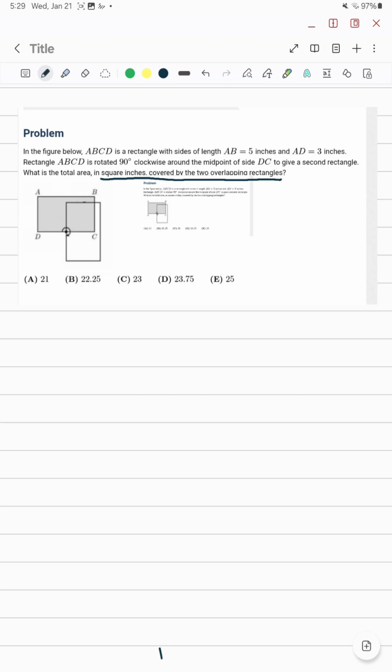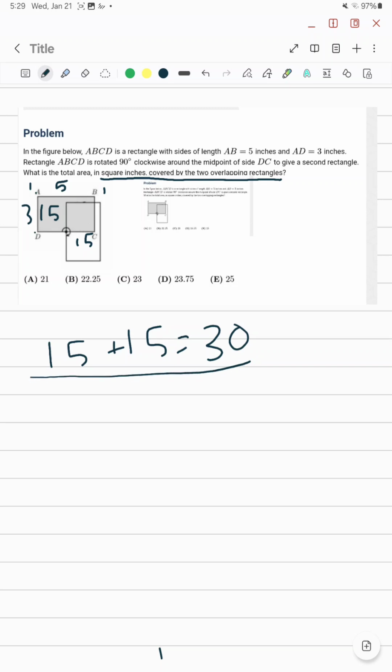So it says here that it has side lengths AB, which is this point and this point, of 5 inches. Okay, and AD is 3 inches. That means the total is 15 square inches. And since we know that this rectangle is the same thing as this rectangle, just flipped over, we can safely say this is also 15. So 15 plus 15 equals 30. But remember, that's not the answer yet, because we still have to remove this part.